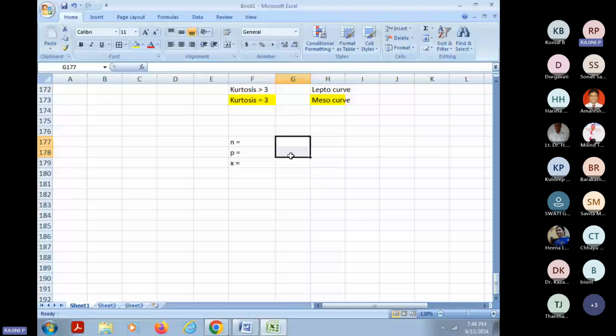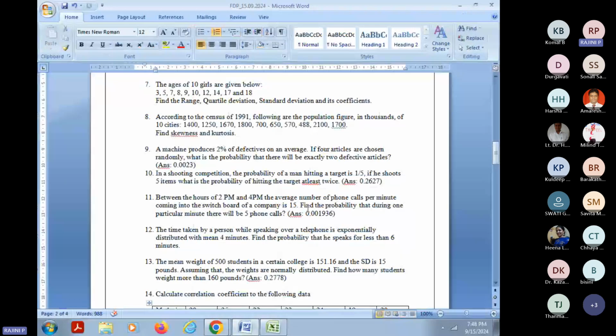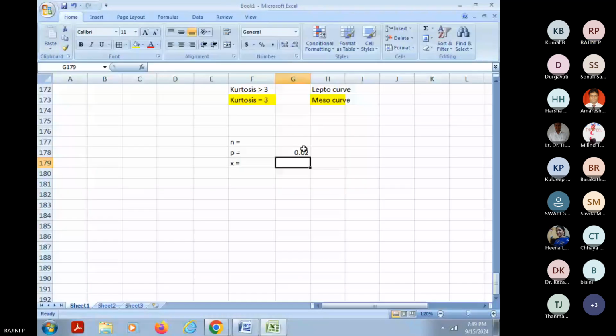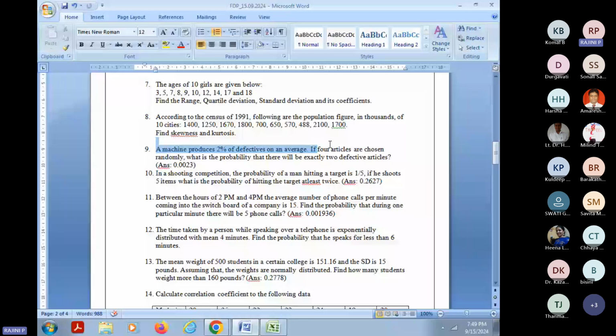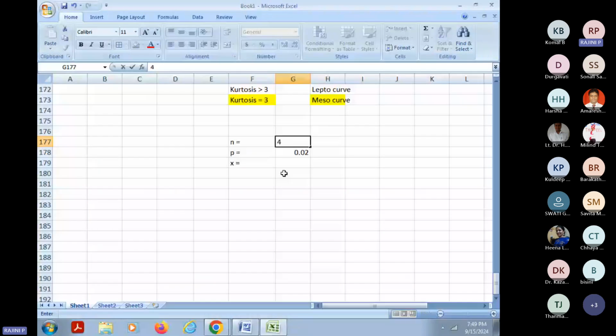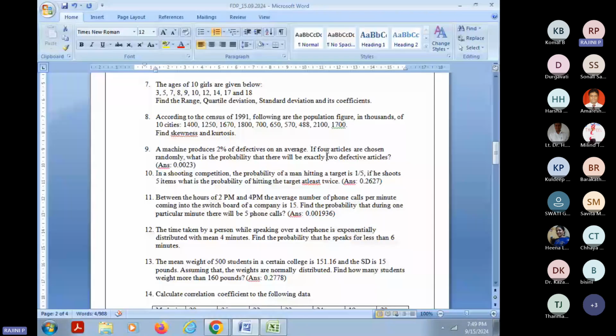So you just check it. A machine produces 2% defectives. 2 percentage is a proportion value, that means it is a probability value. So p is equal to 2%, which is 2 by 100, that is 0.02. Next, if four articles are chosen randomly, n is equal to 4. And what is the probability that there will be exactly two defective articles? So x is equal to 2.